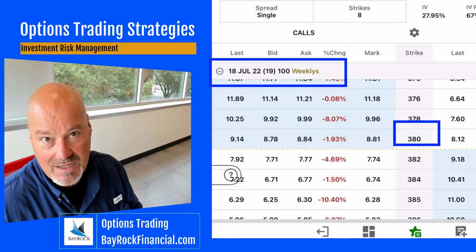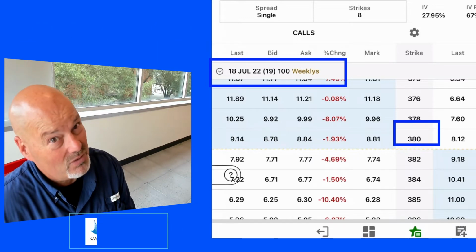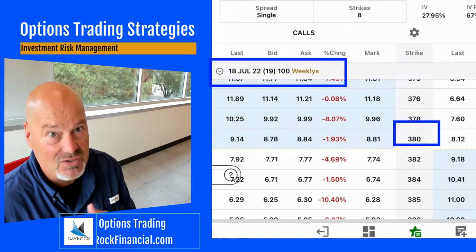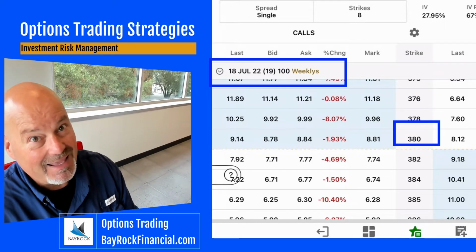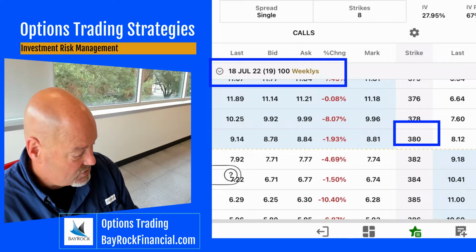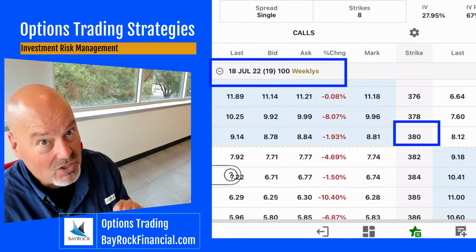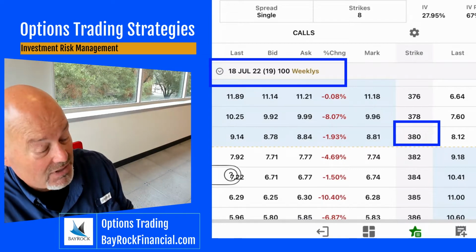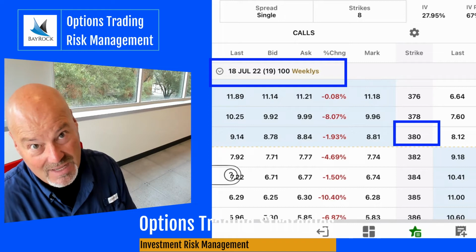But we can't do that in an IRA. But what we can do in its place, since you already own 100 shares of SPY, is sell a call. So if I sell a call for July 18th, 2022, and I pick a number, today the SPY closed at $380. So let's say that I think it's going to keep going down.